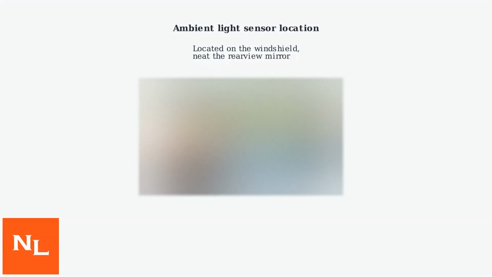Auto lights are enabled by default on these vehicles. The ambient light sensor is typically located on the windshield, near the rearview mirror. This small sensor detects changes in ambient light levels to automatically control the headlights. For the sensor to work properly, ensure the windshield area around it remains clean. Dirt, dust, or obstructions can block light detection, causing the auto lights to malfunction. Regular cleaning of this area is recommended.